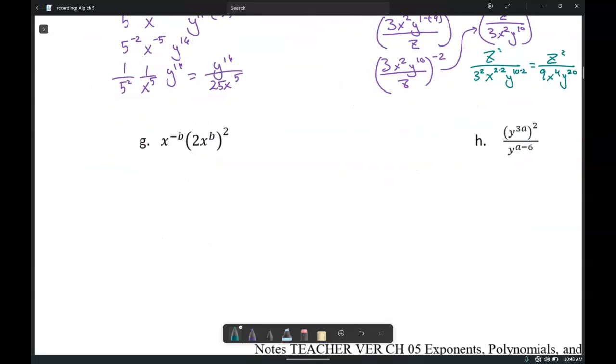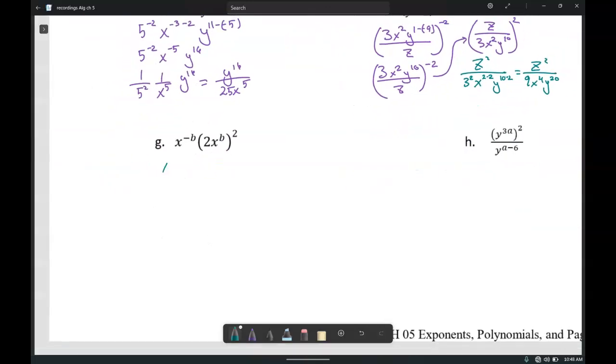Let's go ahead and apply our power rule. B out of 6, 2 squared, b, x to the 2b. Then we can apply our product rule, x to the negative b plus 2b, and 2 squared is 4. We can combine like terms, we get x to the b.